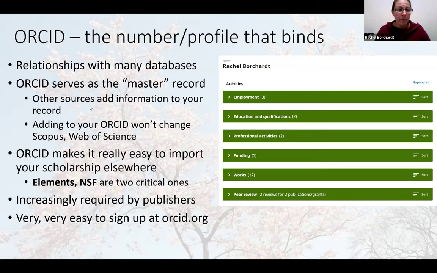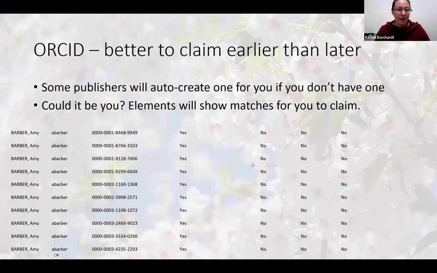Also, many journals will auto-create an ORCID for you if you don't give them one. We were reviewing a list of ORCID numbers that are associated with AU, and this is just one example, and I hate to pick on this person, but it was kind of striking. They have at least 10 different ORCID numbers because they haven't claimed one as their own and started creating that profile and giving it to publishers. So this is the downside of not claiming an ORCID.